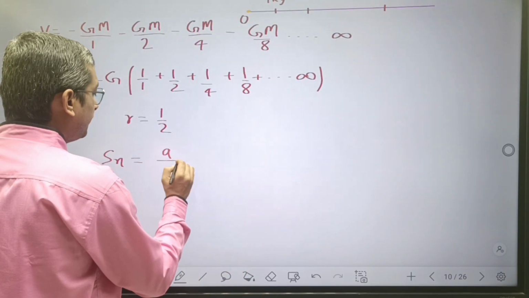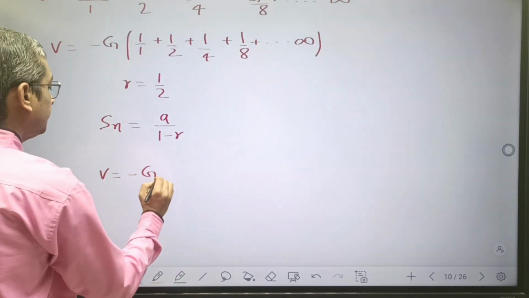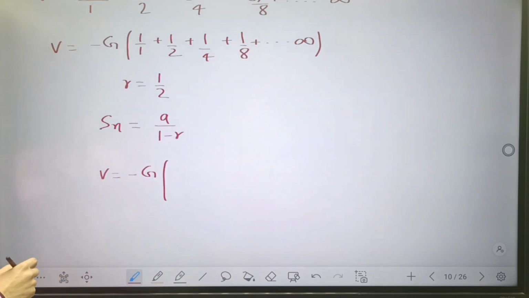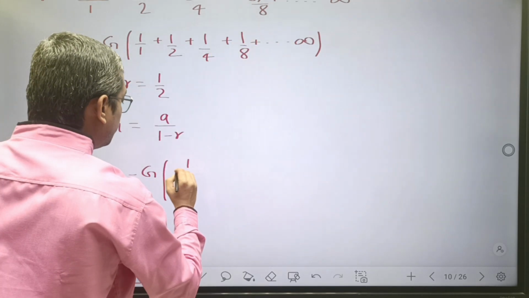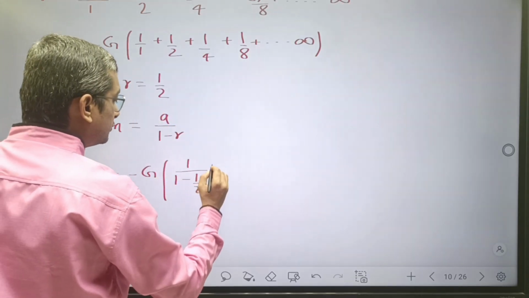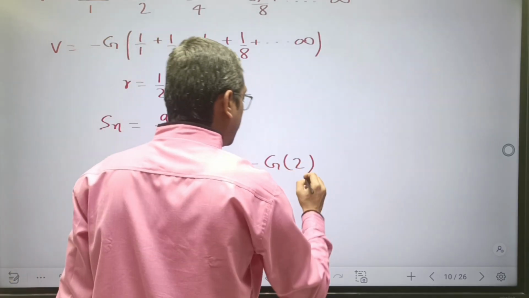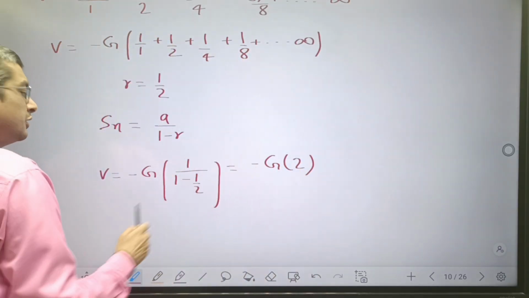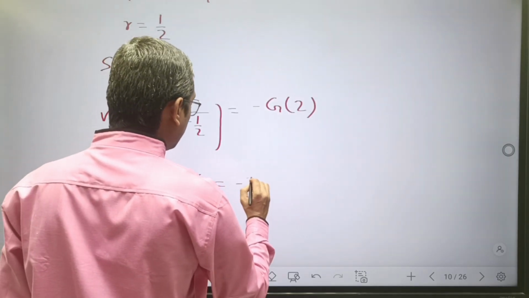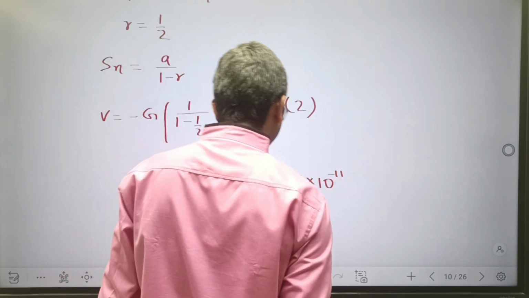And what is that formula? That is a/(1 - r). So the gravitational potential is -G times the sum of the terms within the bracket, given by a/(1 - r). Here a is the first term, that is 1, and 1 - r is 1 - 1/2, which is 1/2. So 1 divided by 1/2 is 2. The final answer is -2G. Now substitute the value of G, that is 6.67 x 10^-11.